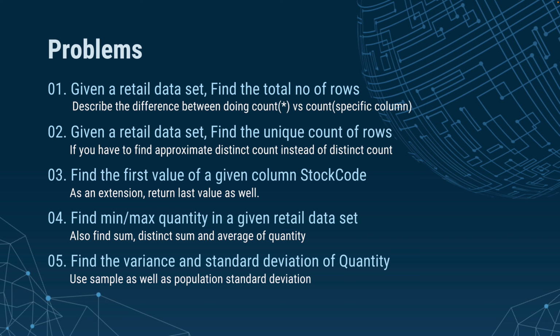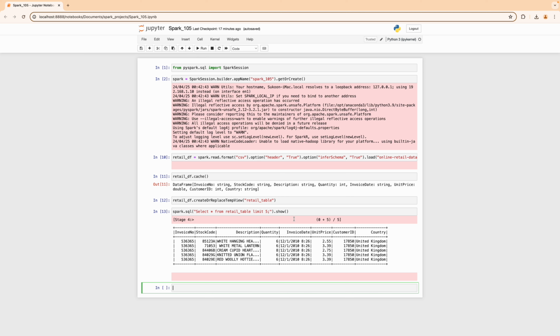So the first question says that we have been given a retail data set and we need to find the total number of rows. It is followed by a bonus question as well: while doing so, what is the difference between count star versus count of a specific column? So let's get into how we can solve this and what really is the difference between count star versus count of a specific column, right?